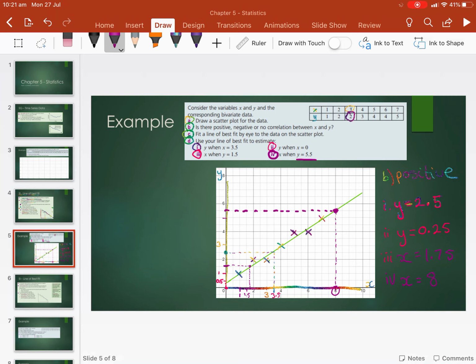So that's why we use line of best fit to predict points on our graph. I hope that makes sense. Obviously let myself or Miss Bristow know if you have any trouble.